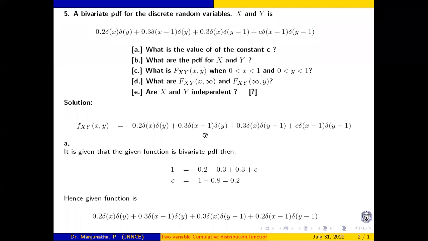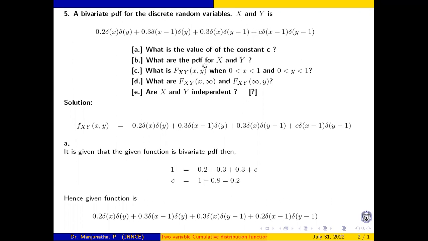Second example on a discrete random variable for bivariate PDFs. A bivariate PDF for the discrete random variables x and y is given as 0.2 delta x delta y plus 0.3 delta of x minus 1 into delta y plus 0.3 delta x into delta y minus 1 plus c into delta of x minus 1 into delta y minus 1. What is the value of the c?